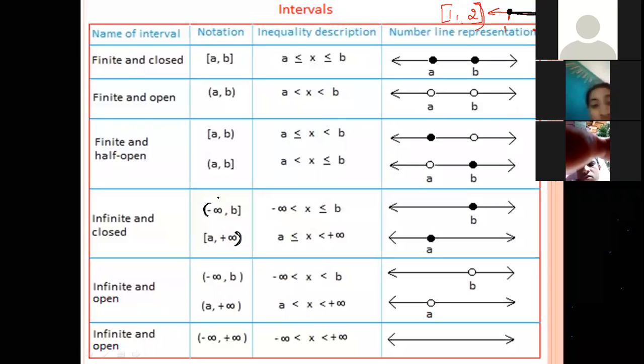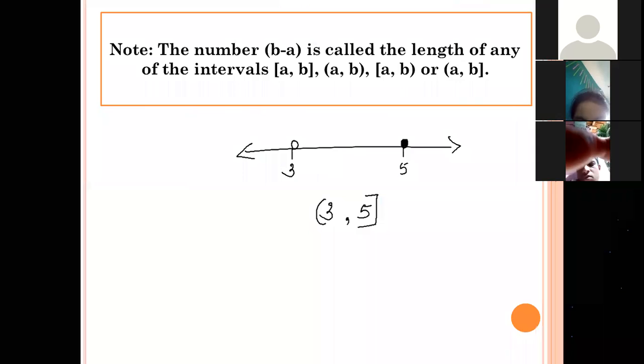Okay, is this clear, students? Is this clear? Yes. Okay, then there is something called the length of the interval. So now what is the length of an interval? Suppose you have an interval.